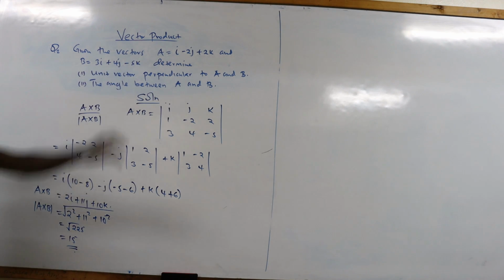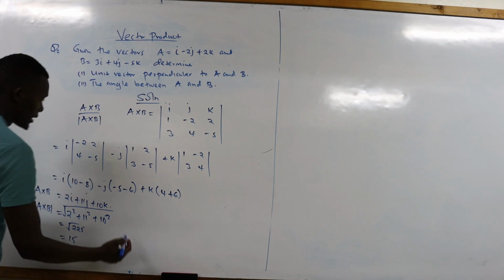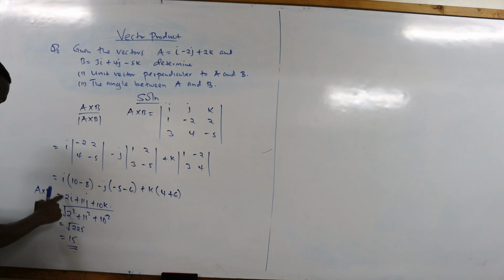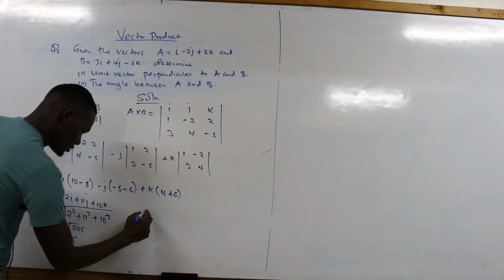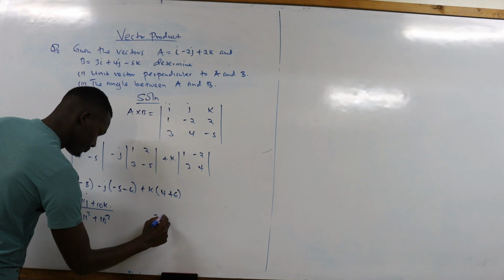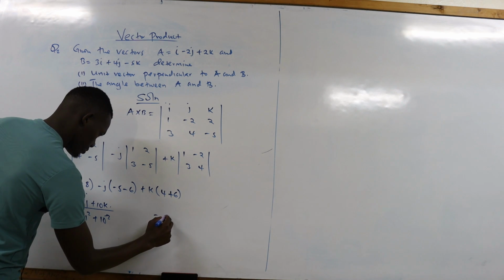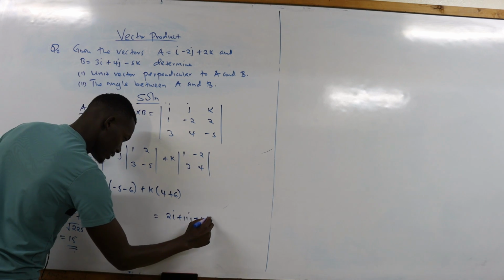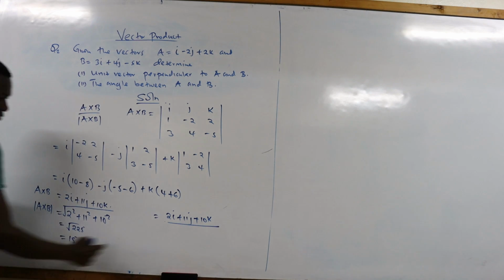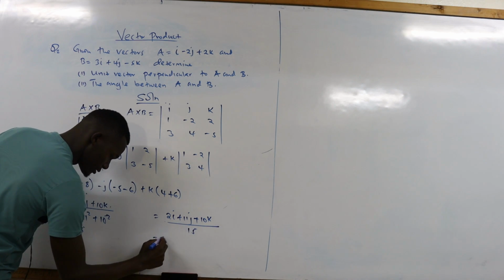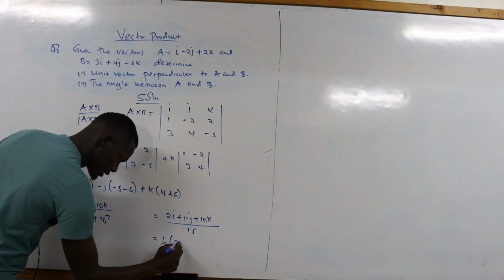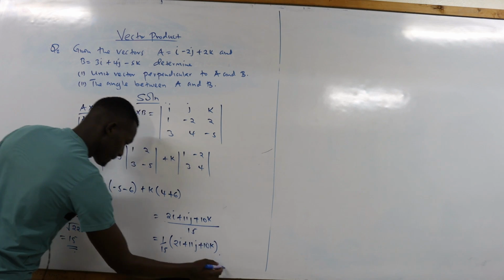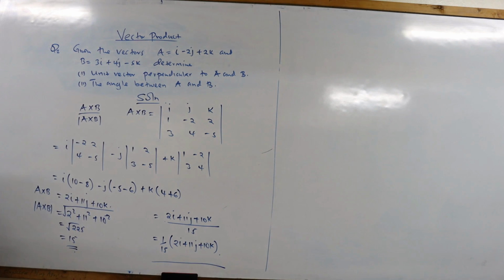Therefore, the unit vector perpendicular to a and b will be given by a cross b, which is 2i plus 11j plus 10k, all over 15. So this is the same as saying 1 over 15 into bracket 2i plus 11j plus 10k. And that is your answer for the first part.